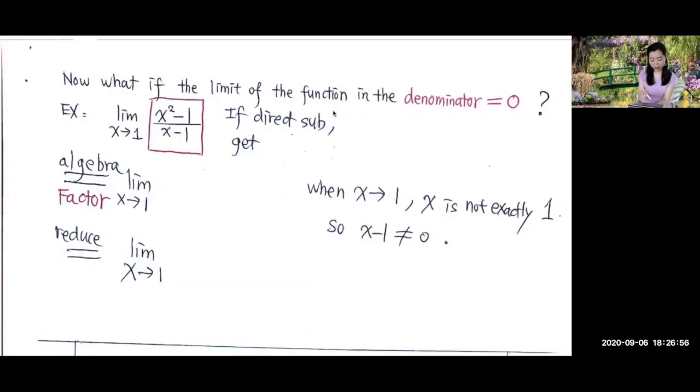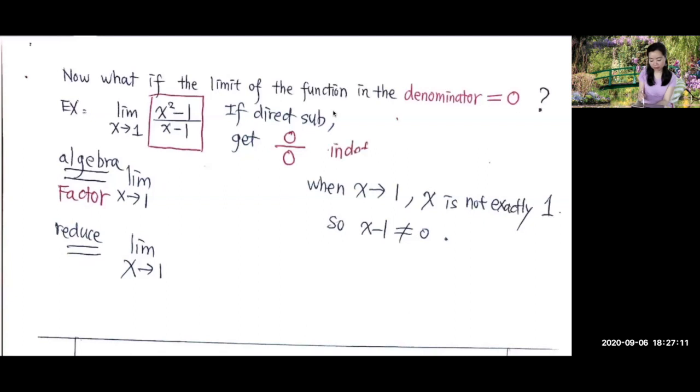So what happens if a is not in the domain of the function? What happens when you substitute a into the function in the denominator? You get 0 in the denominator. So for example, this is a rational function. If I do a direct substitution, substituting 1 for x over here, we're going to get 0 over 0, which is an indeterminate form, to be determined. That means we don't know yet, okay?